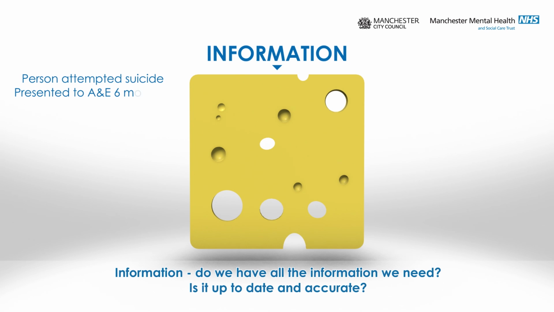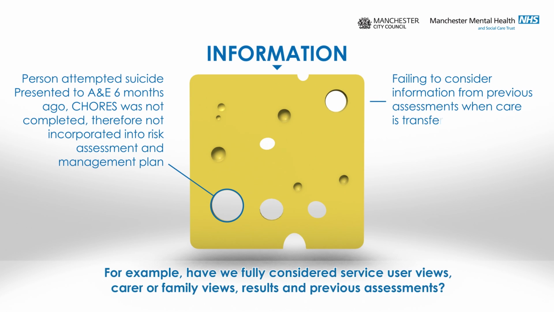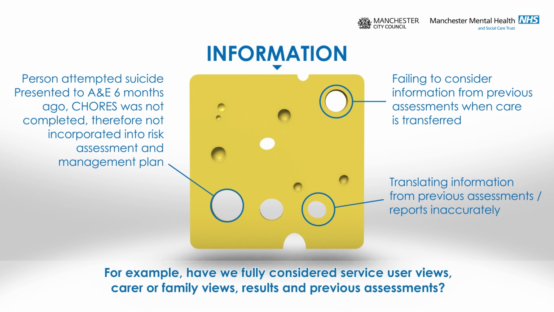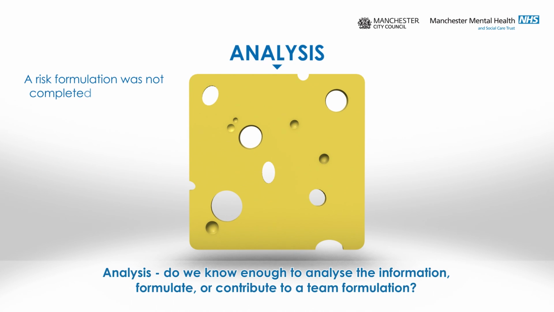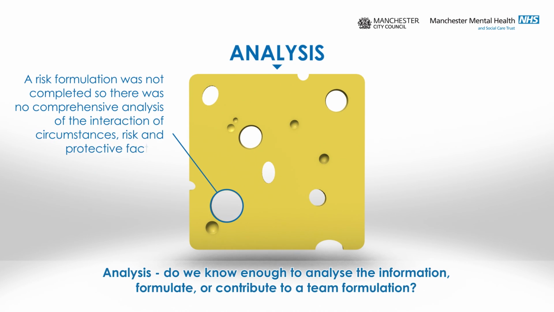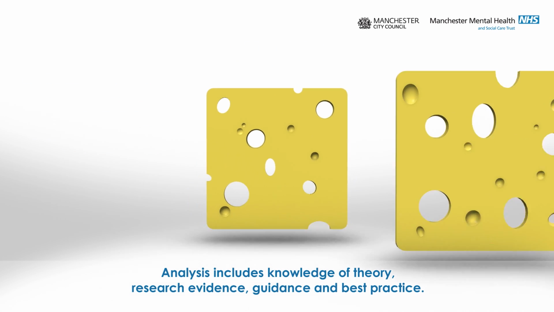Information. Do we have all the information we need? Is it up to date and accurate? For example, have we fully considered service user views, carer or family views, results and previous assessments? Analysis. Do we know enough to analyze the information, formulate or contribute to a team formulation? Analysis includes knowledge of theory, research evidence, guidance and best practice.